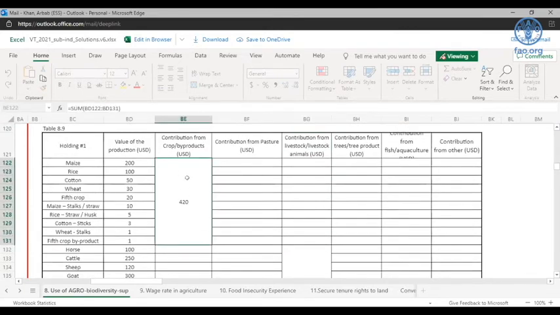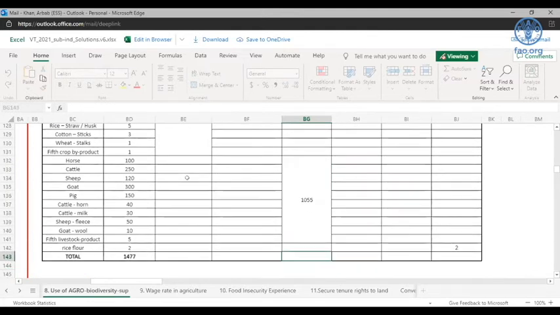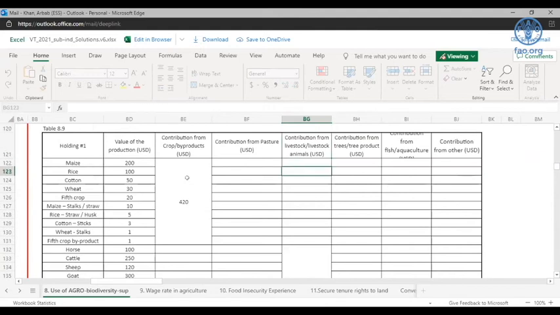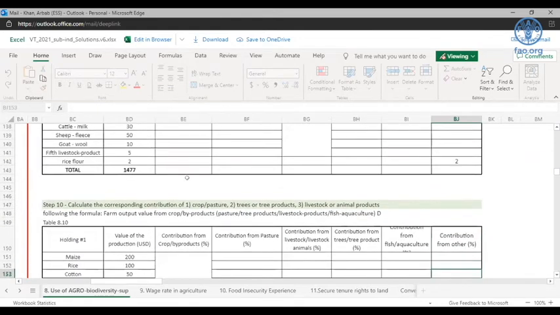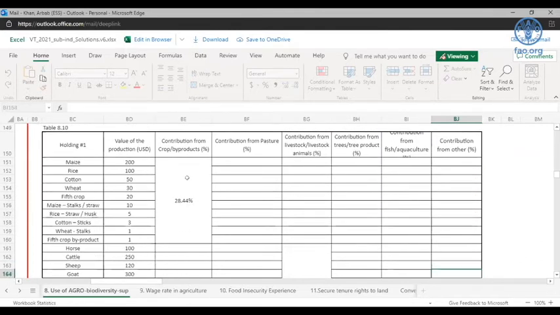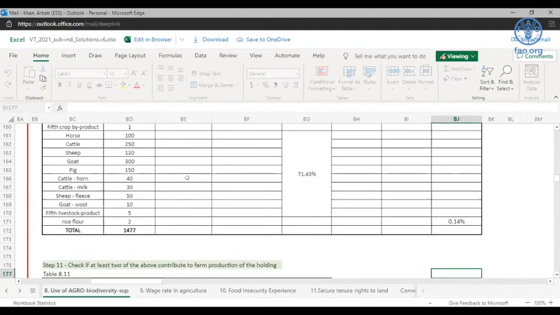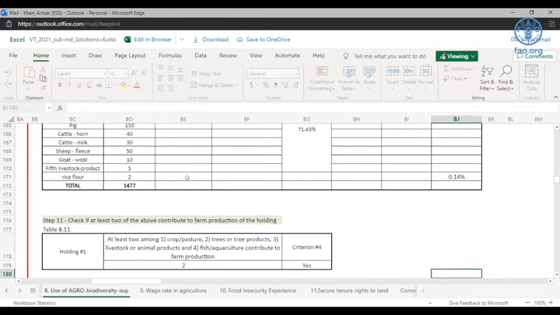Then, as we are interested in broad categories of different commodities, we club all the crops together, and we club all the livestock together. And based on that, we then look at the contribution from trees, if any, contribution from fish and aquaculture, if any, and contribution from others, if any. And then we see the percentages. So check if at least two of the above contribute to the farm production of the holding. In this case, yes, two of the categories do contribute to farm output value. So this criterion is satisfied.